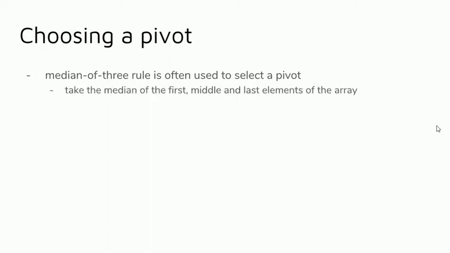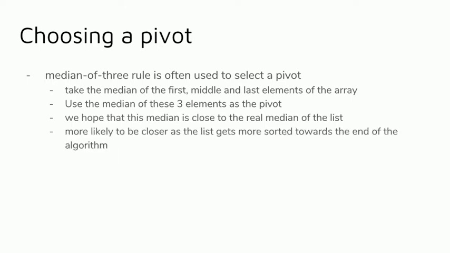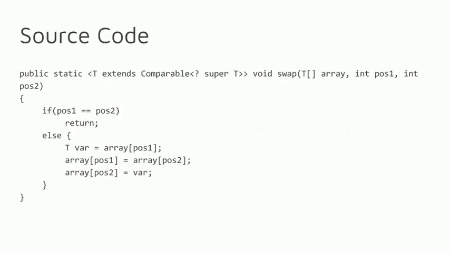A commonly used pivot selection method is the median of three, where we find the median of the first, middle, and last elements of the array, and we use that median as the pivot. What we are doing is hoping for this median to be close to the real median of the list, and this is more likely to be true as the list gets more sorted towards the end of the algorithm. Great!